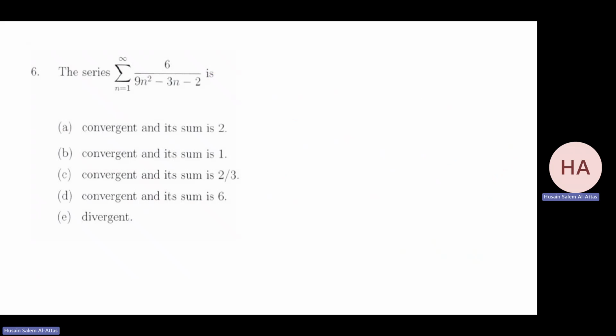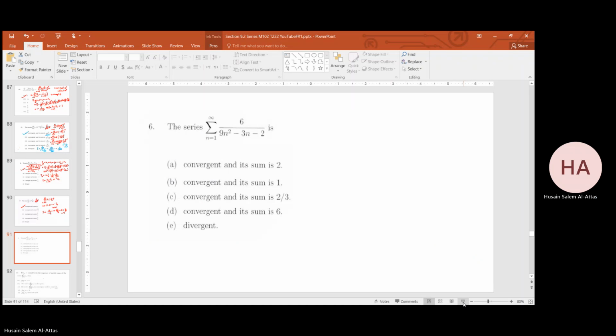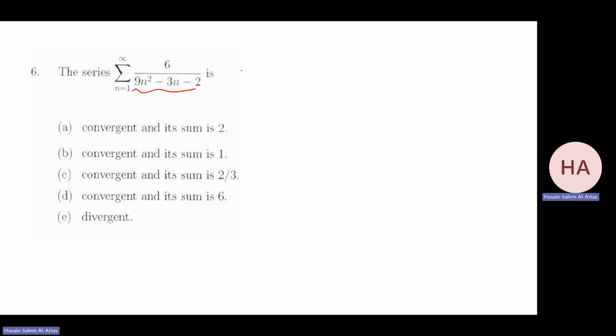The easy one. This one, how to do this one? I think we did something similar. I need to factor this first. That will be summation n equals 1 to infinity. I'm going towards the telescoping. 6 over, this is what, 3n? This is 3n.